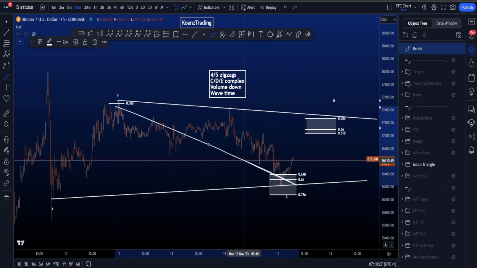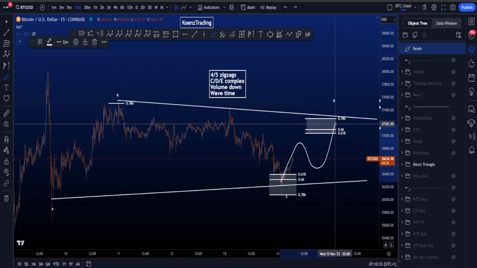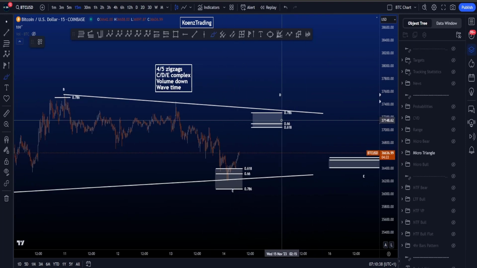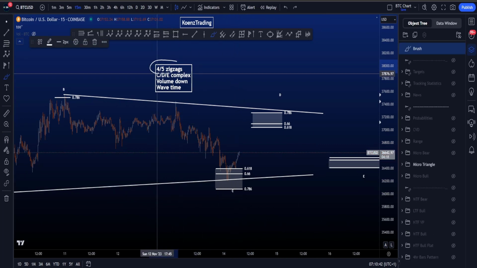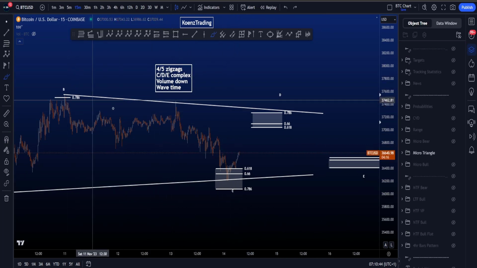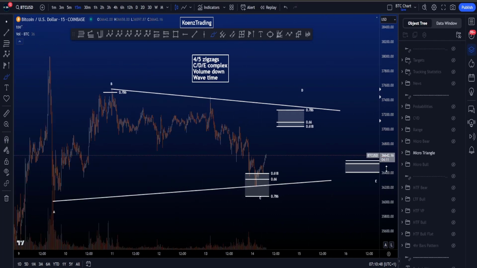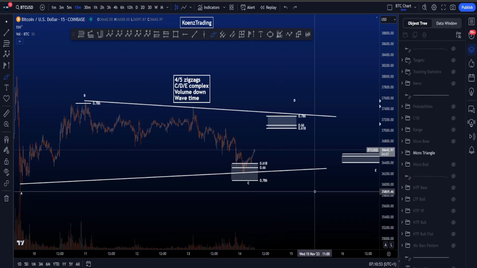Now because C over here is then already a complex structure, for D we then expect a normal zigzag structure in a 5-3-5, right? And also for wave E now, we also expect a simple structure in a 5-3-5 zigzag, because wave C is that one wave which is not a zigzag, as it is a double zigzag in this scenario. Now also we want to see the volume moving to the downside as price is evolving through the triangle, which at the moment is correct.